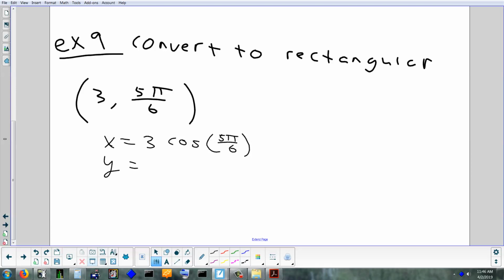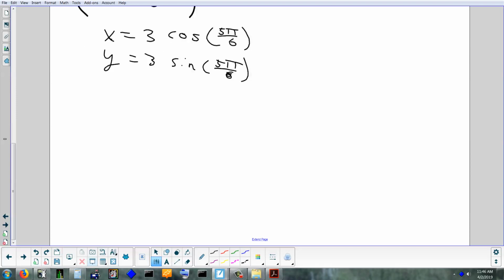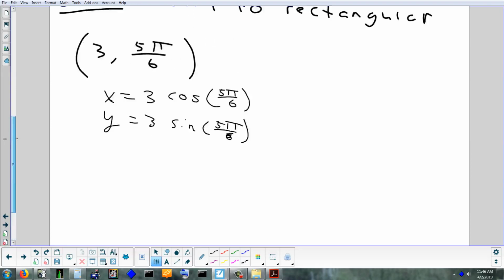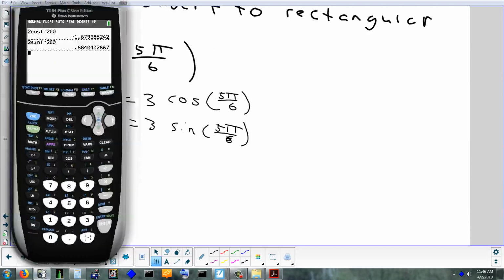And Renee, how about the formula for y? 3 sine 5 pi over 6. Yep. Okay, so let's do this and see what we get. I'm going to do cosine 5 pi over 6 just by itself first. Okay, and let's see what we get. So cosine 5 pi over 6. That's a special number, 0.866.